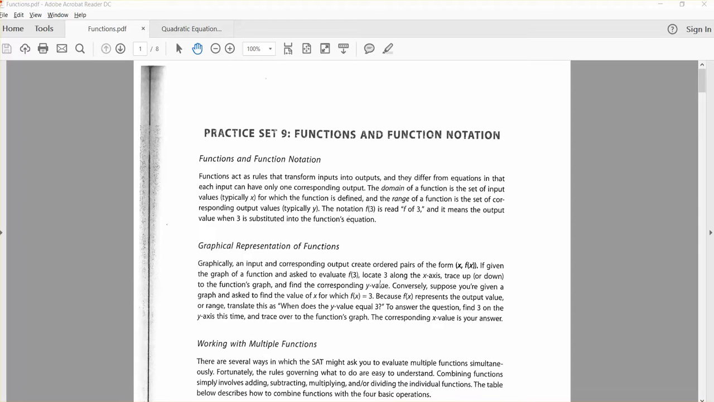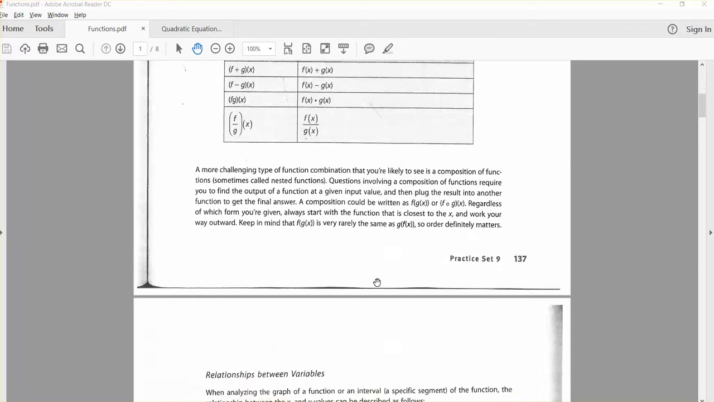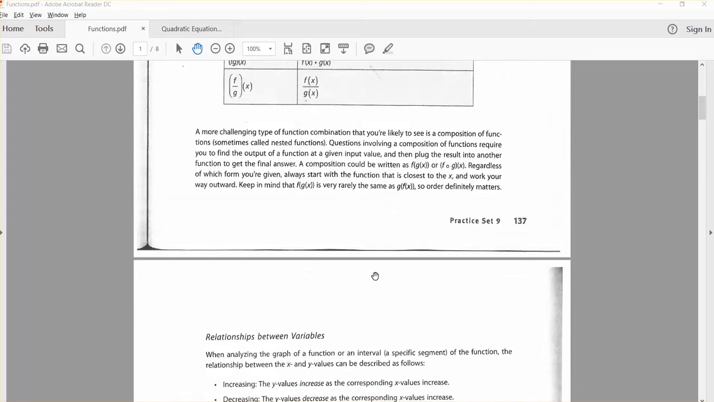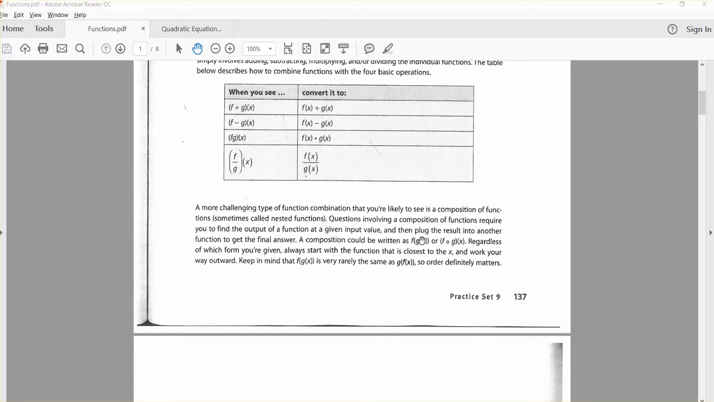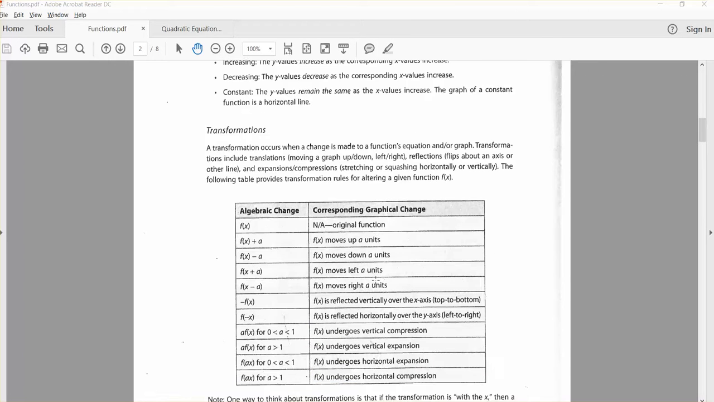We will look at graphical representation of functions, working with multiple functions, like adding, subtracting, multiplying, or dividing them. Also, relationships between variables we'll talk about. We'll also talk about composite functions, where we plug a function into a function, like f of g of x or g of f of x. Again, relation between variables, increase and decrease in constant functions, and how functions are transformed, as you see over there.